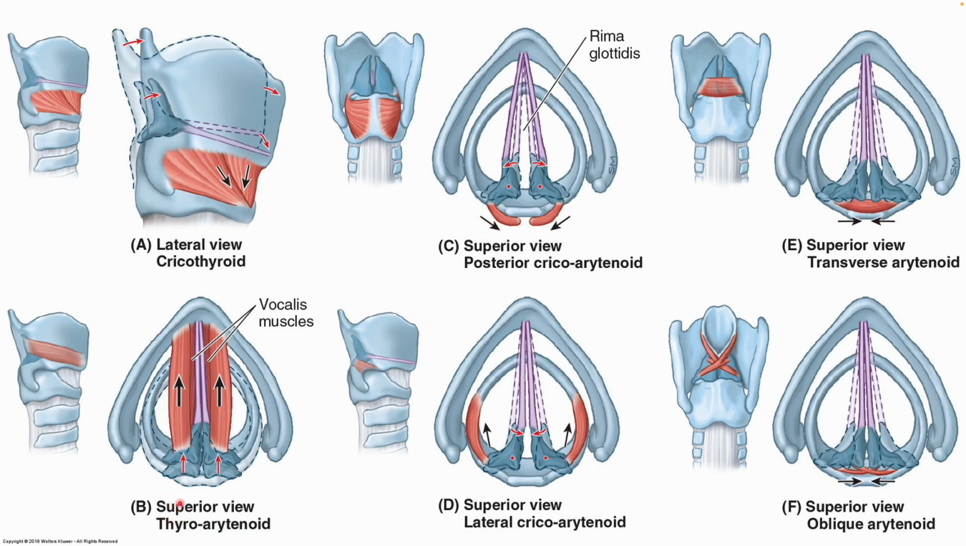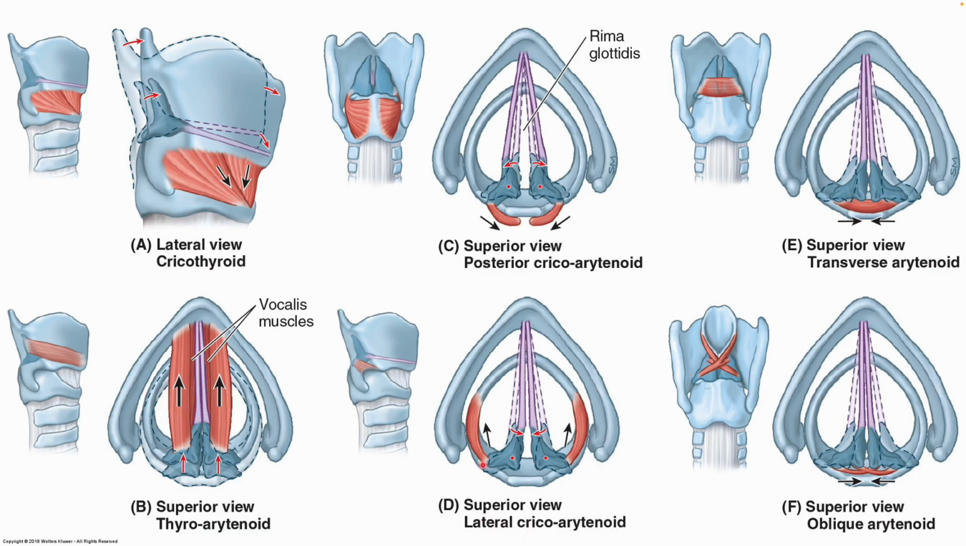Next, this is a superior view of our thyroarytenoid. And so that's going to overlay here, kind of like that. And that's going to decrease tension, and that's going to make your voice deeper. And you can see the vocalis muscles are the really innermost fibers of that. And so that's your vocalis.